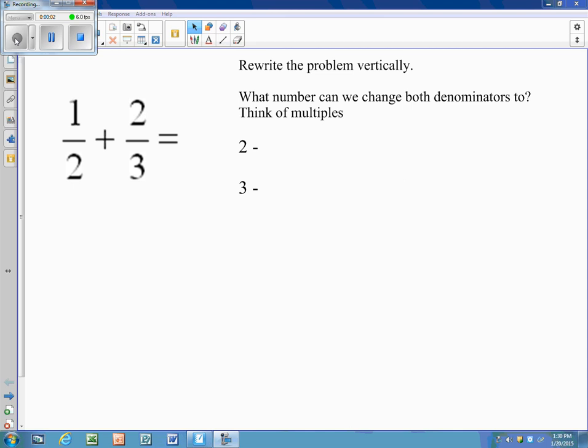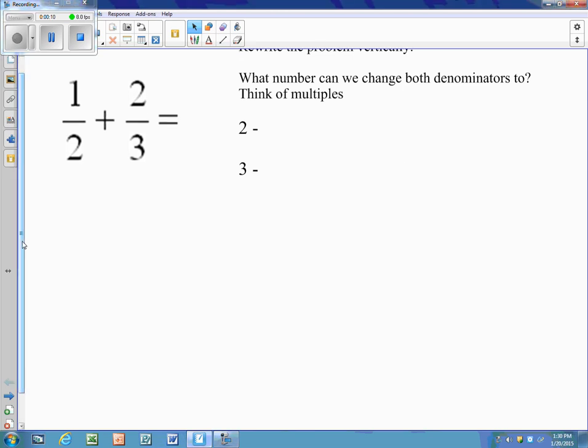This is Module 3, Lesson 11. We're going to talk about adding fractions without using pictures and also with using the least common denominator. So the first thing is when we have a problem and it is set up horizontally, you should rewrite the problem vertically.